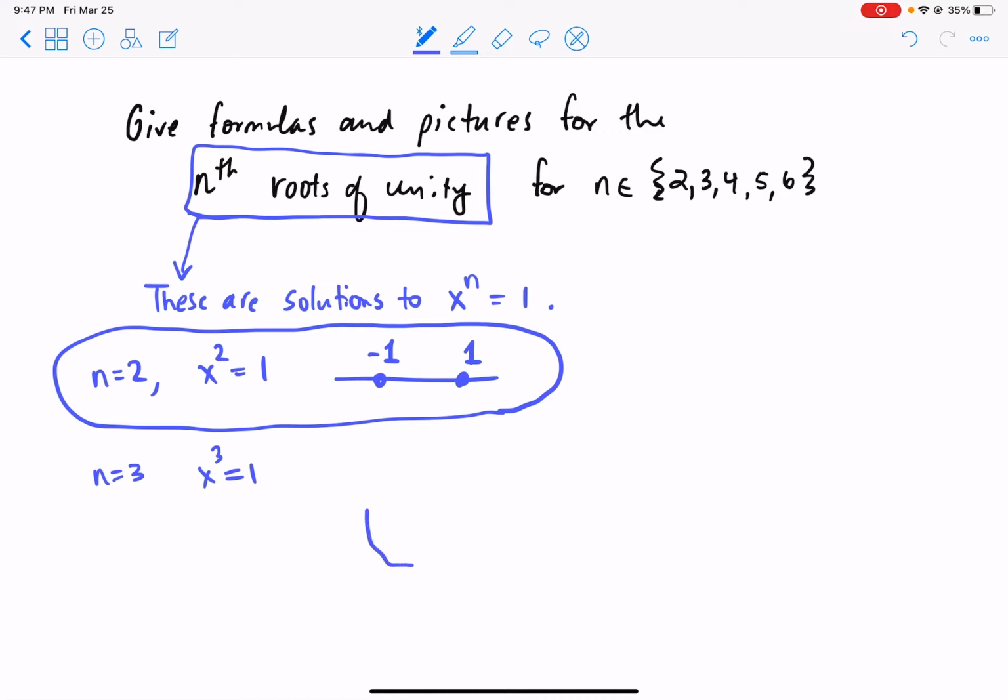Okay. For this, we actually need to go to the complex numbers. We're going to look at this unit circle. And 1 will be an answer because 1 to the third is, in fact, 1. But then there's going to be this answer and this answer.